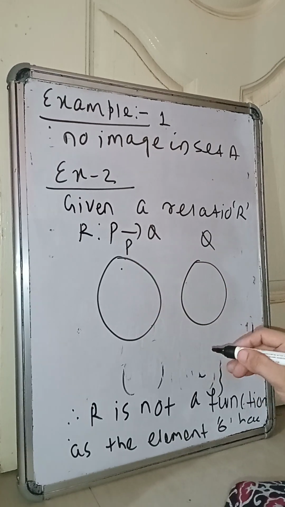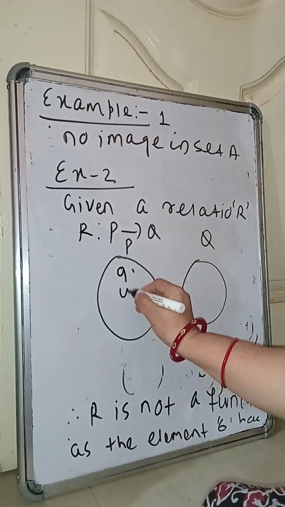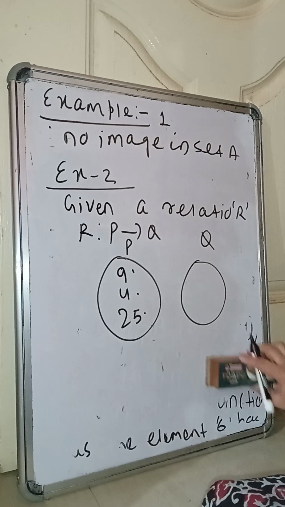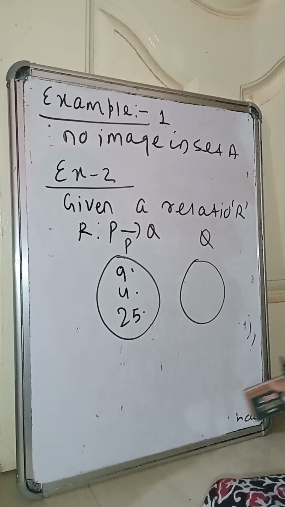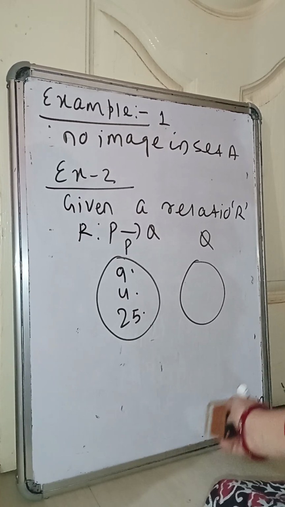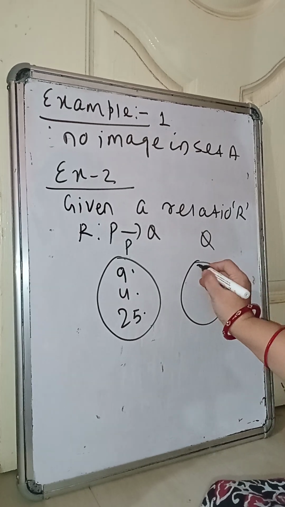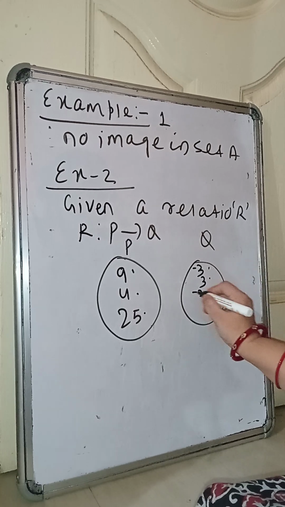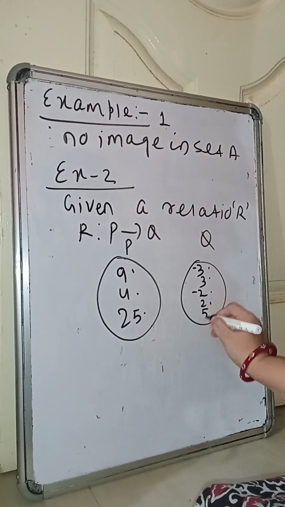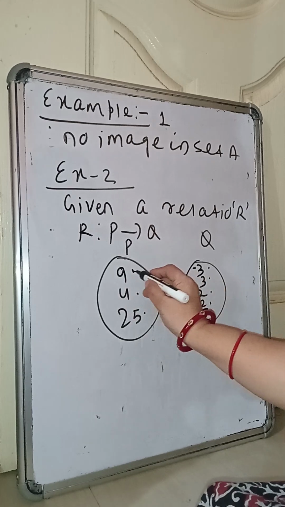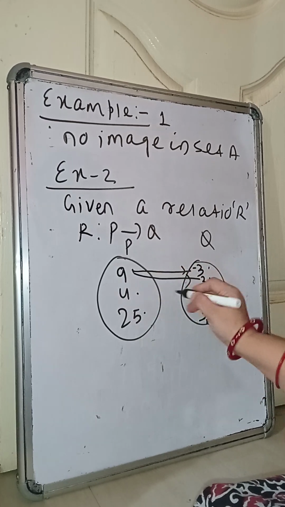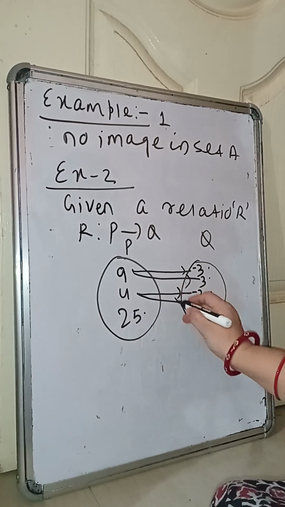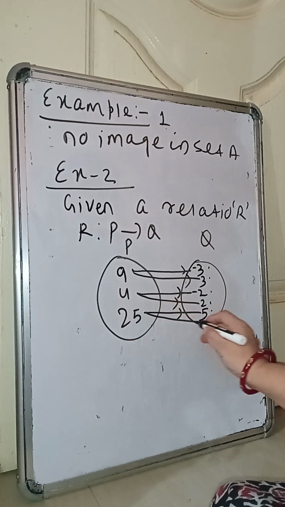The set P contains the elements 9, 4, 25, and the set Q contains the elements 3, minus 3, 2, minus 2, 5, minus 5. It is given like this. So 9 has images 3 and minus 3. 4 has images minus 2 and 2. 25 has images 5 and minus 5.